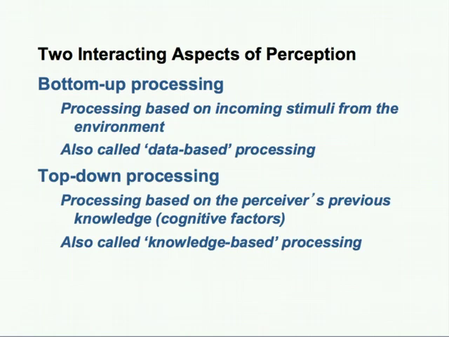So these are things you do without any pre-existing knowledge about this particular kind of object or the particular situation you're in. This is something you would do regardless of any pre-existing knowledge. You run this operation over the object or over the stimulus. Top-down processing is processing based on the receiver's previous knowledge, and we can think of this as cognitive factors, also called knowledge-based processing.